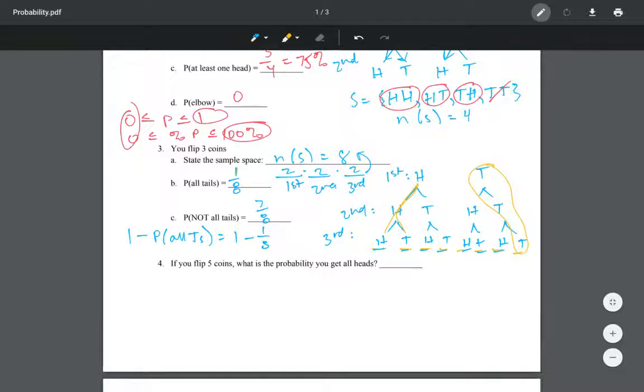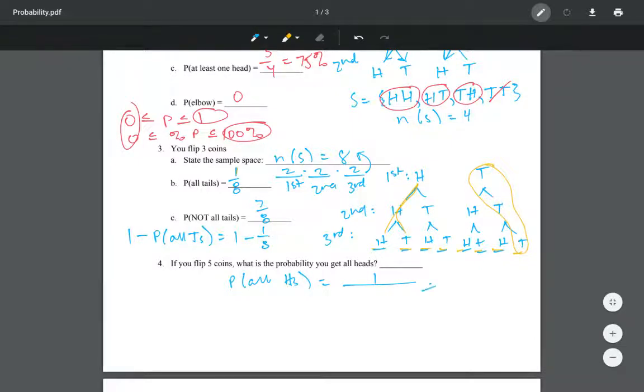1, 2, 3, 4, 5, 6, 7 possibilities that don't include all 3 tails. Okay, number 4. Now we're going to flip 5 coins. I am not going to do the tree diagram for this one, but I do need to know all heads. Okay, so probability all heads. I do need to know the number of favorable outcomes. There's only one of those.